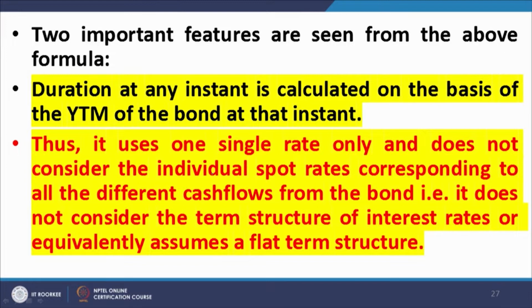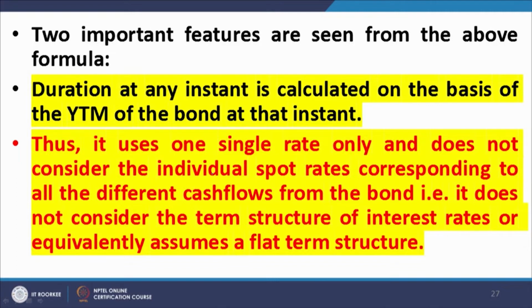Number one, duration at any instant is calculated on the basis of the YTM of the bond at that instant. That is what I mentioned just now. Thus, it uses one single rate only and does not consider the individual spot rates corresponding to all the different cash flows from the bond. It does not consider the term structure of interest rates. Equivalently, it assumes a flat term structure.